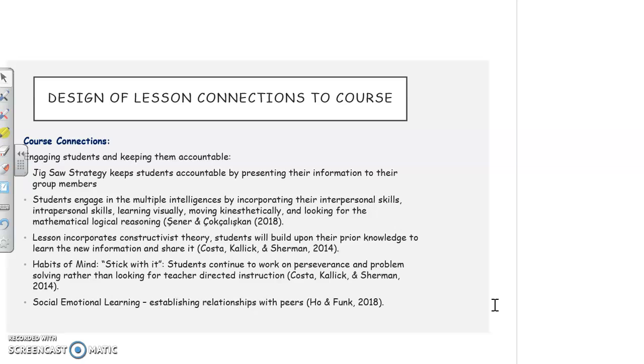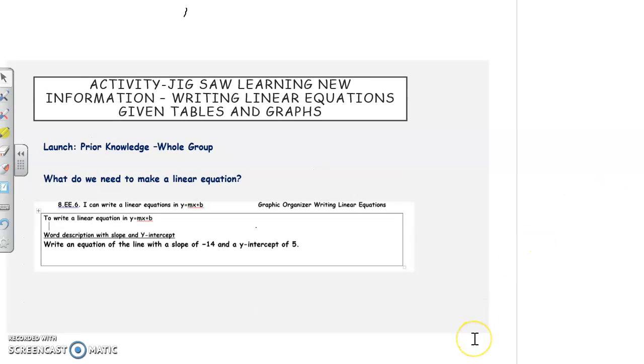The lesson also builds on student rapport and their social emotional learning. They really have to establish relationships with their peers so that they can work well enough together to come up with this information, learn it well enough so that they can teach their group members, share their knowledge, and help them throughout their process. So we're going to go ahead and see what they're going to start out with. This is their prior knowledge.